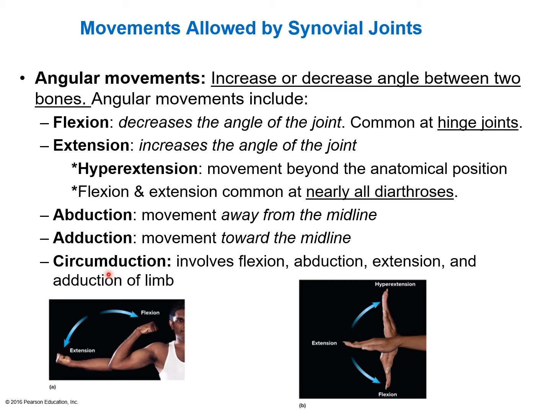Circumduction is a special type of movement that is actually a combination of all of these. In one single motion, you can perform flexion, abduction, extension, and adduction of a limb. Circumduction, we really commonly see at the shoulder joint.